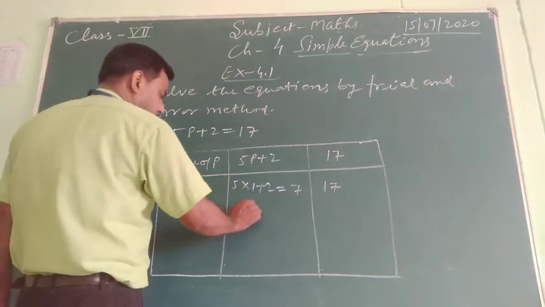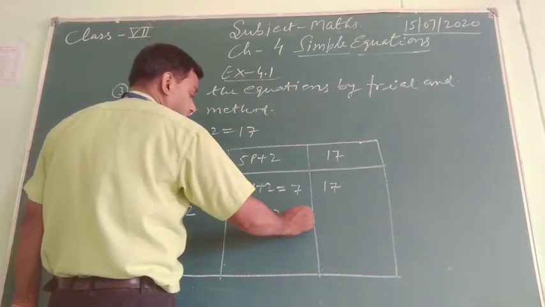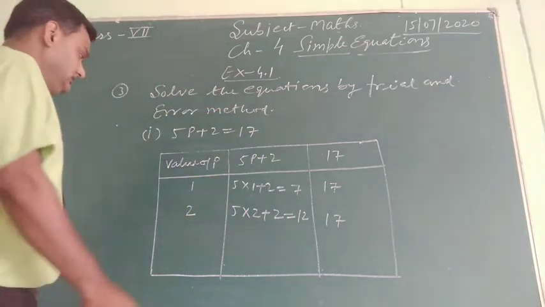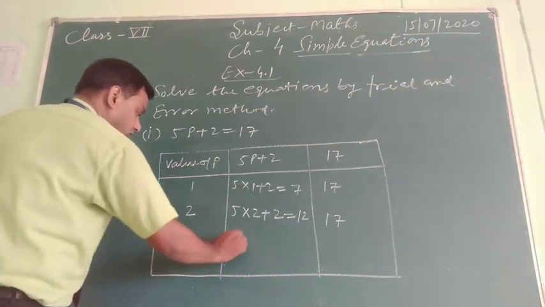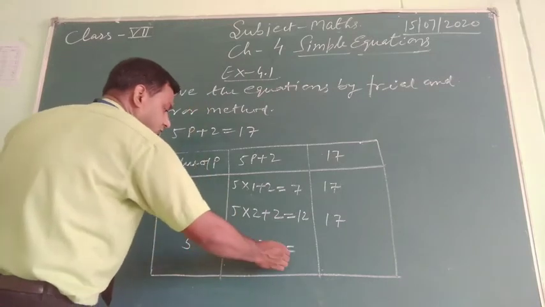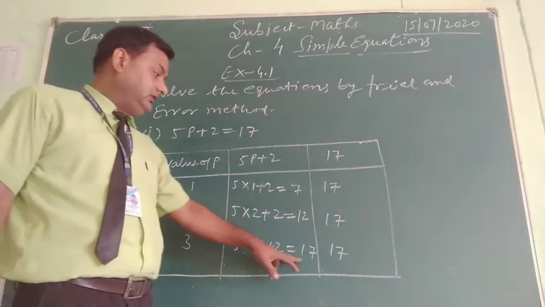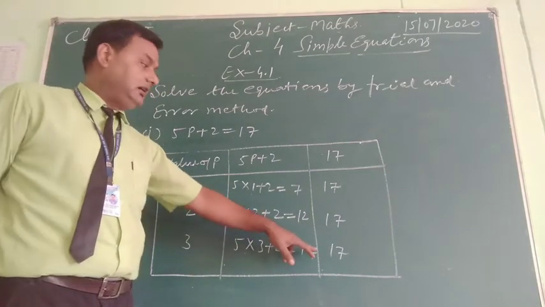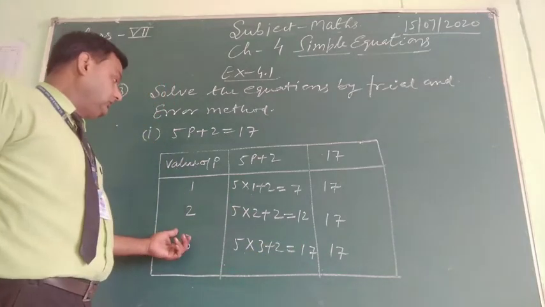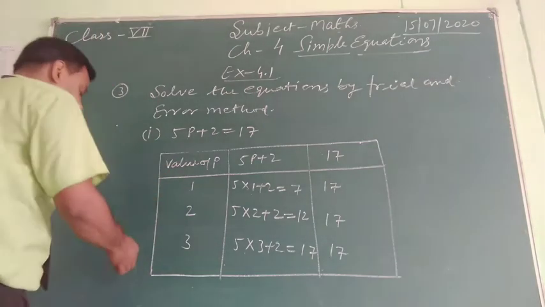Now we put the value of p as 2. So 5 multiply 2 plus 2, 5 twos are 10, 10 plus 2 is 12. But RHS is 70. Now put the value 3. So 5 multiply 3 plus 2, 5 threes are 15, plus 2 is 17. We observe that the value is not equal to the RHS. So the value of p is 3.